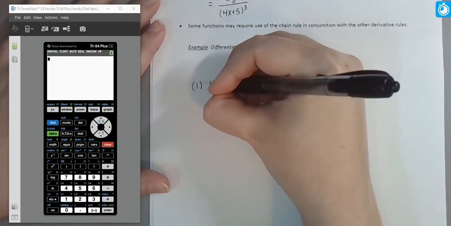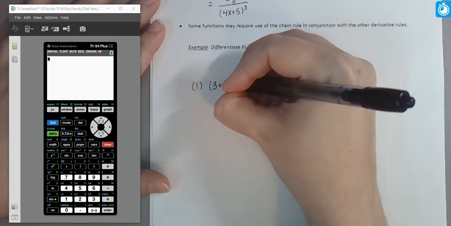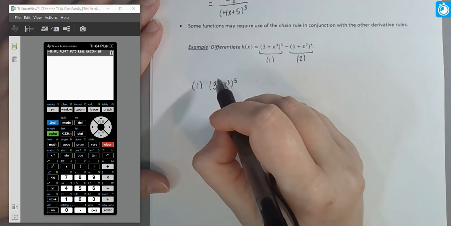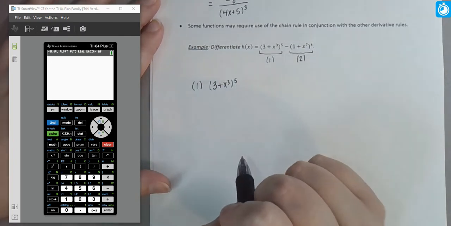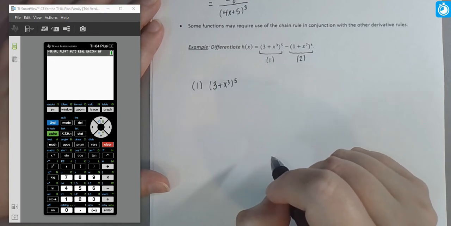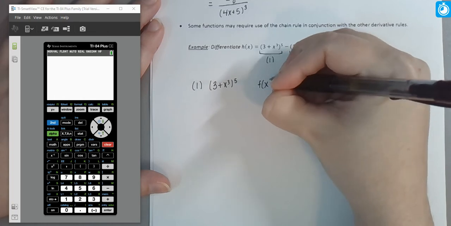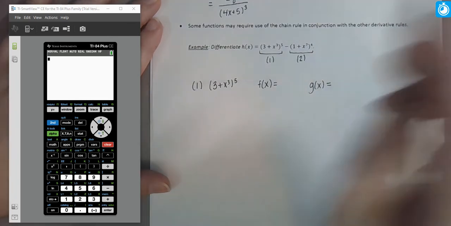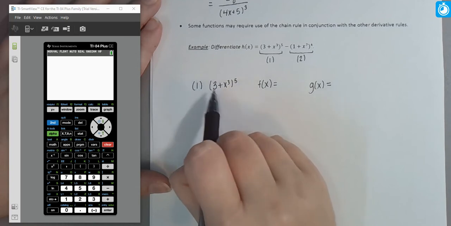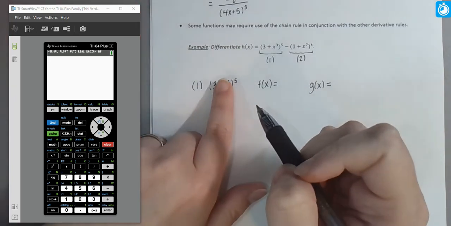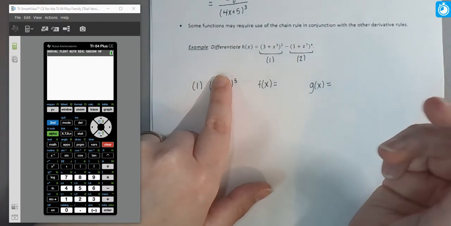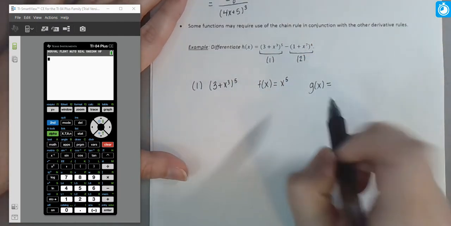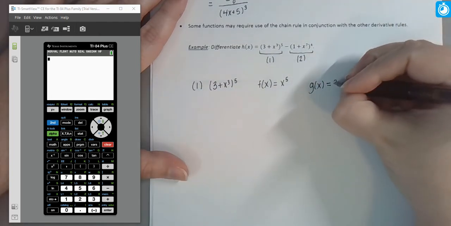So for part 1, we have 3 plus x cubed raised to the 5th power, and we need to differentiate that. So it's an algebraic expression nested inside of one additional operation, in this case raising to the 5th power. So if we wanted to decompose this into an inner function and an outer function, remember f of x is traditionally the outer function, g of x will be the inner function. We're cubing, adding 3, and then taking all of that as one unit and raising it to the 5th power. So the 5th power, that exponent, represents the outermost operation. So our outer function is a function that just applies the 5th power to whatever input we choose. The inner function is going to have everything else. So 3 plus x cubed.